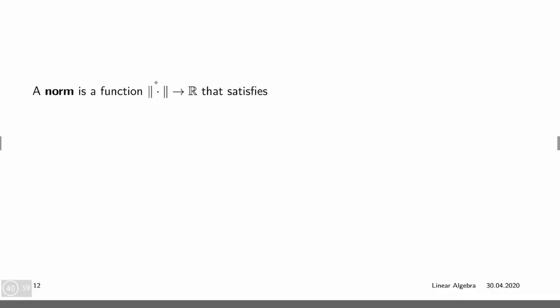Now, what is a norm? A norm is a function that is typically written with these two bars on either side. It takes its input, which is a vector, and maps it to a scalar. And this satisfies the following things. The first thing is that it's non-negative, and it's equal to zero if and only if x equals the zero vector, where the zero vector is a vector that has only zero entries.